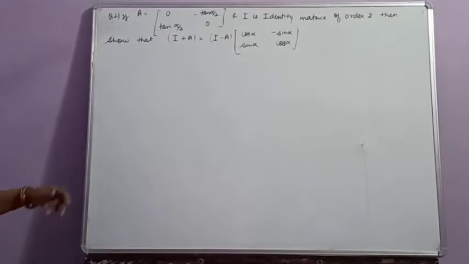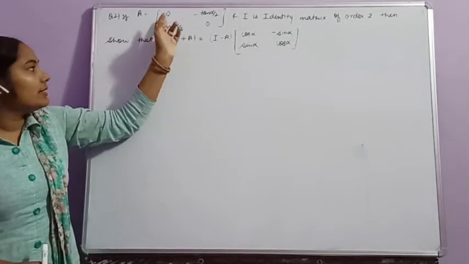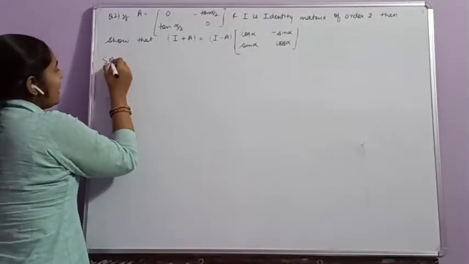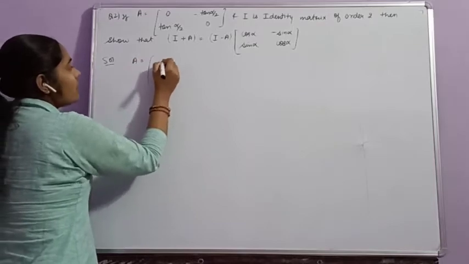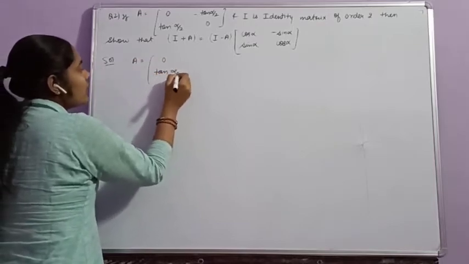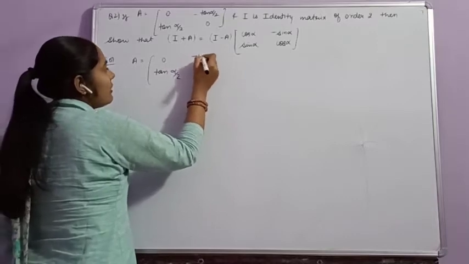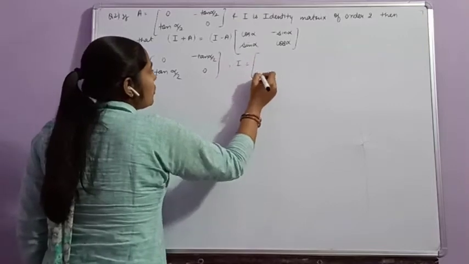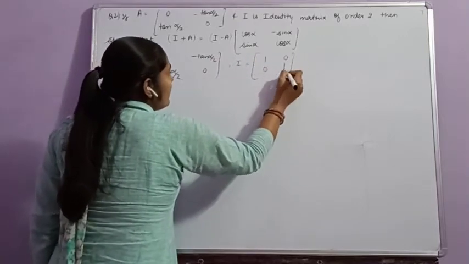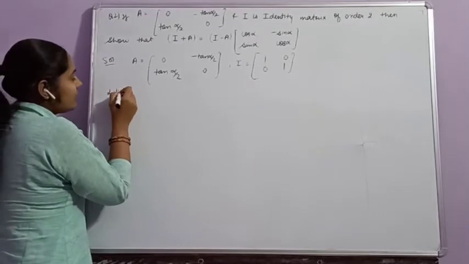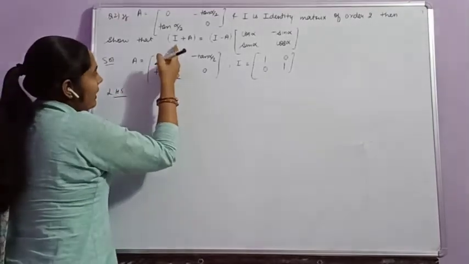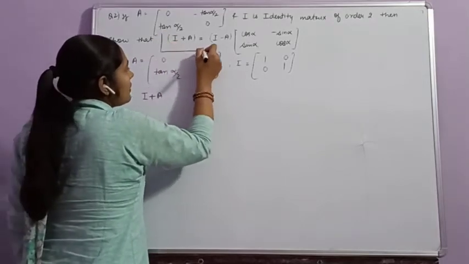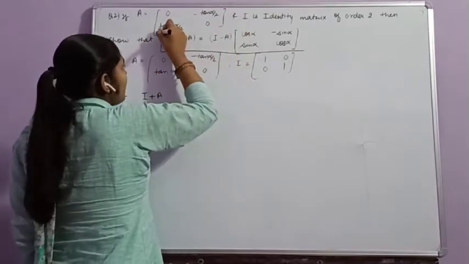In the given question, A matrix is of order 2 with these elements and I is the identity matrix of order 2. So, A is equal to [0, tan(alpha/2); -tan(alpha/2), 0], and I is the identity matrix of order 2, that is [1, 0; 0, 1]. Here on the left hand side it is given I plus A, that is the relation which we have to prove.